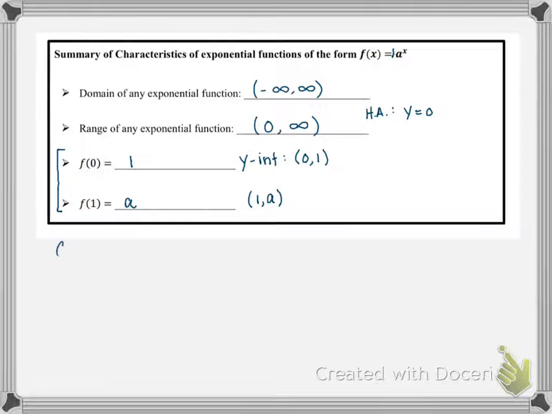Remember yesterday we had an initial value, characteristics of f of x equals c times a to the x, right? We had an initial value of c. So what should that do? If I multiply the output of a function by a constant, like when we did transformations, we compared x squared to the graph of 5x squared. What did multiplying do to the graph?